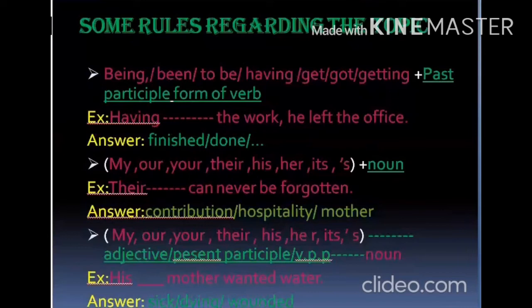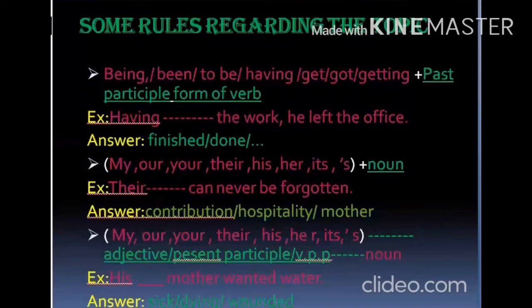Next, I have written possessive pronoun or possessive adjective. Here: my, our, your, their, his, her, its, and apostrophe s. It means that if you find any blank immediately after a possessive case, you must write a noun to complete the blank. The example is: their blank can never be forgotten. I have written the answer: their contribution, their hospitality, their mother.